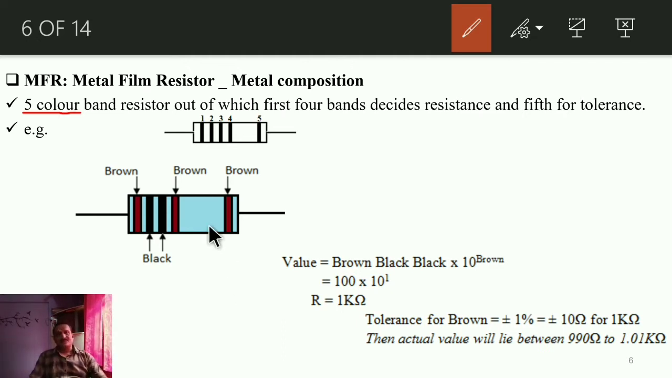Out of that, the first 4 bands are to determine its resistance and the last one is for tolerance. Again, as shown over here, you can observe the first 4 bands are brown, black, black, and brown. Same as with CFR, just note down the value of the first 3 colors, that is brown, black, and black, that is 100, into 10 raised to the power of the fourth band, that is brown, that is 1. So again it is 1 kilo.